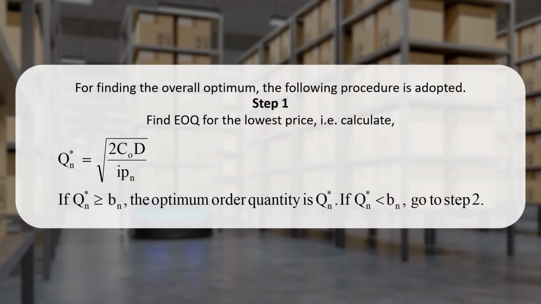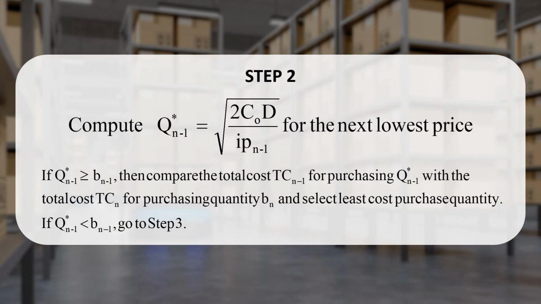Now, how will you find the economic order quantity for the lowest price? The problem is that we have different slabs, but what should our economic order quantity be so that we can take advantage of the lowest price? If you remember, this is the normal formula for the economic order quantity. If Q is greater than Bn, the optimum quantity is Qn. If Qn is less, then we will go to the next step; if it is more, then we will use this formula. Otherwise, we will go to step 2.